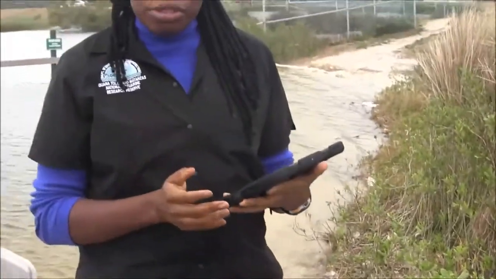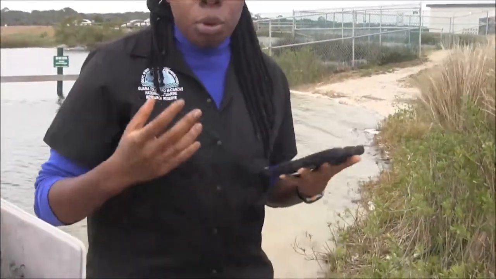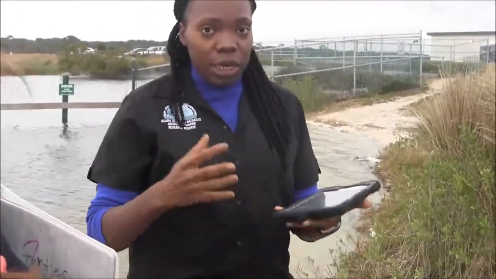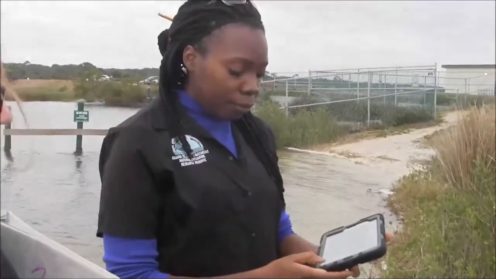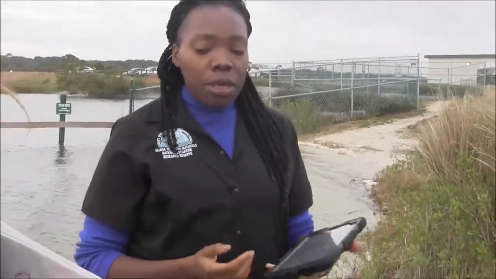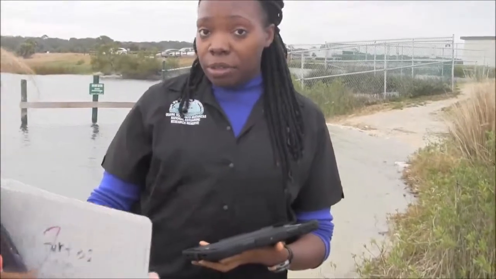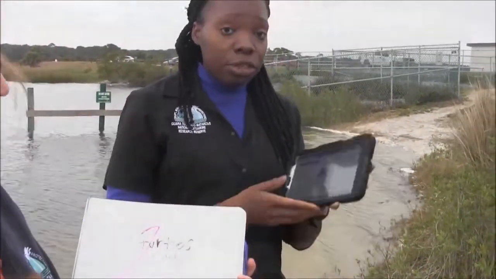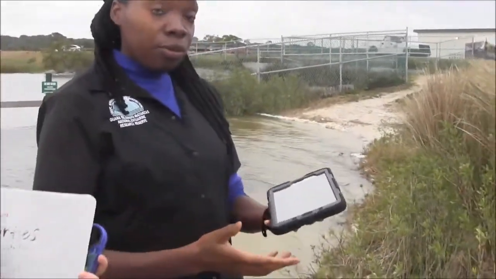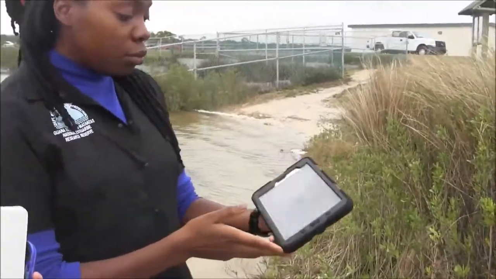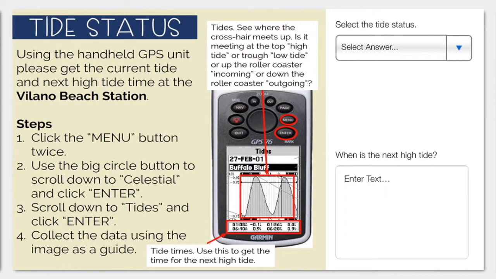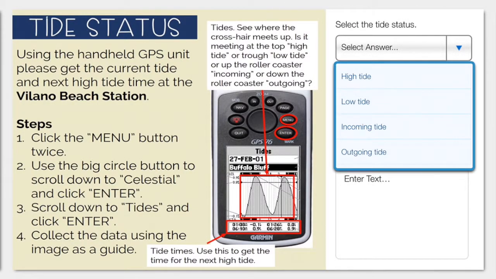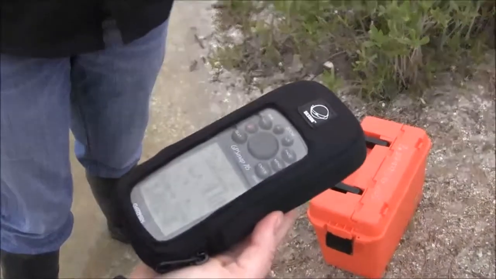Make sure you write all those numbers down because that actually means you have a more accurate reading than just a generalized area. Alright, once you're finished with those, make sure you're recording in your data binder, just like with water quality, and in your smart device. And then you can move on to your next page. You can also use your GPS for the next questions, which want to know about tide status.